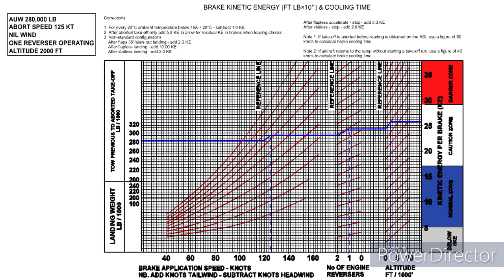Finally, we move to the right to read off the brake kinetic energy absorbed, 27 million foot-pounds. As this was an aborted takeoff, Note 2 applies, meaning we need to add 5, which brings it to 32. So, we are in the danger zone.